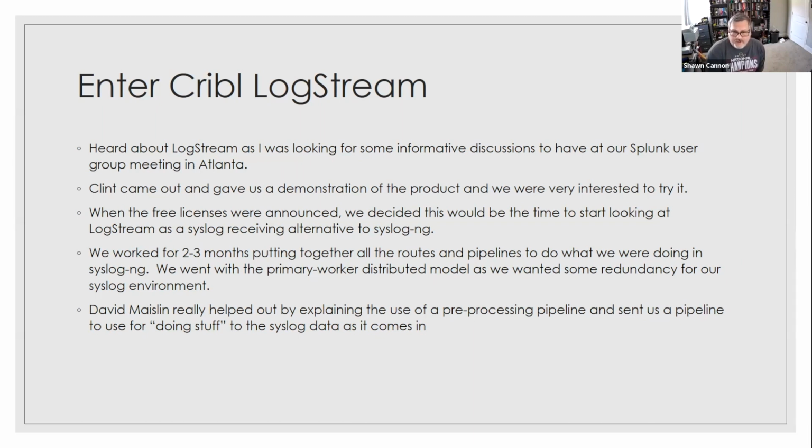And we did do the master worker, which I've changed to primary worker, because that's the way things are going now, right? Primary worker distributed model, as we wanted some redundancy for our syslog environment. The good news is we're able to do all this with 2 workers instead of having 5 syslog-ngs doing all this. David Maislin really helped out explaining a lot of this, using a pre-processing pipeline for the data as it comes in.